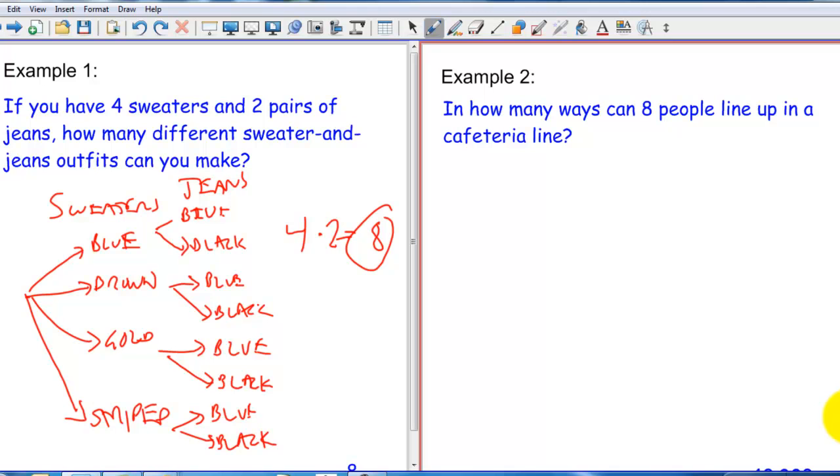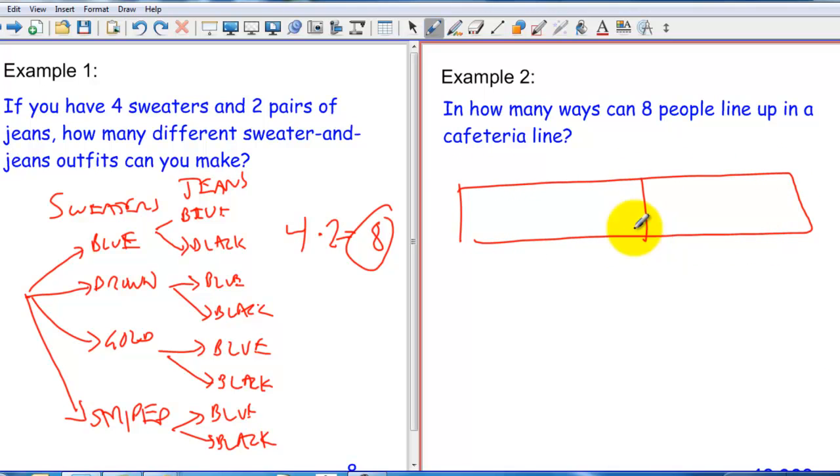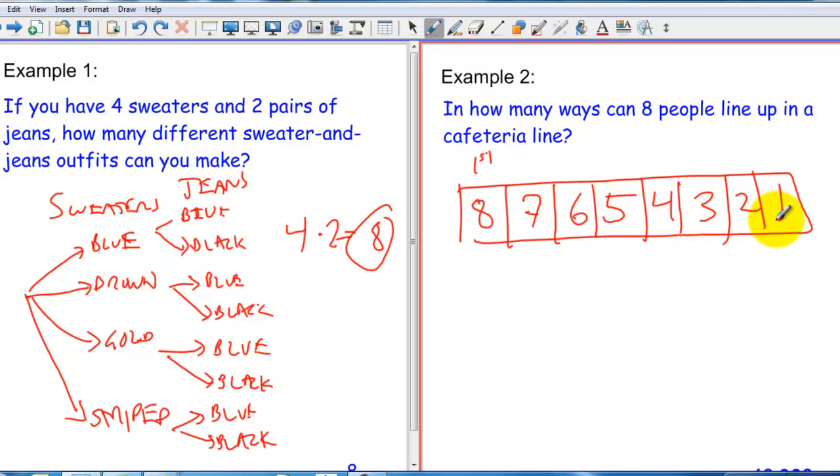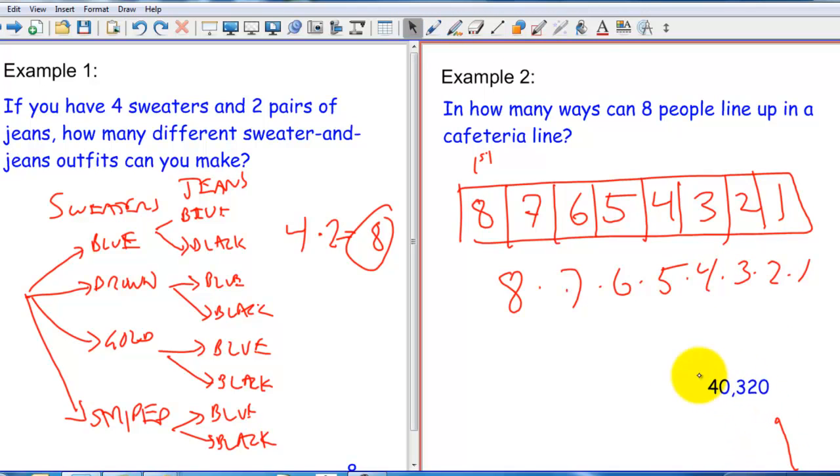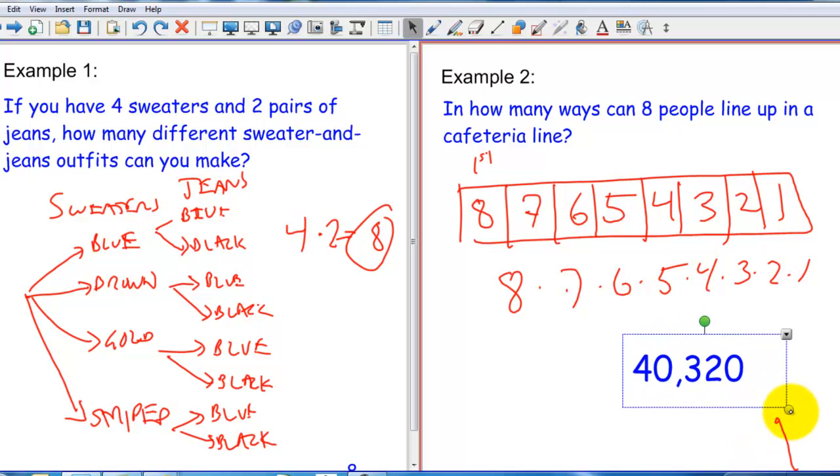In how many ways can 8 people line up in a cafeteria line? Well, let's make space for them. Here's our cafeteria line. Can't wait to get at that mac and cheese. So here's the first person in line. There's 8 choices because you have 8 people. But now you've used up one of your choices, so now you only have 7, and then 6, and then 5, and then 4, and then 3, and then 2, and then 1. So it's 8 times 7 times 6 times 5 times 4 times 3 times 2 times 1, which ends up being, as we guessed, 40,320. Wow.